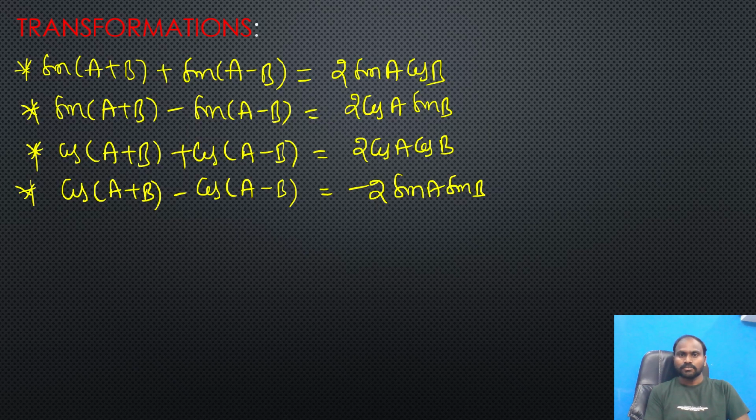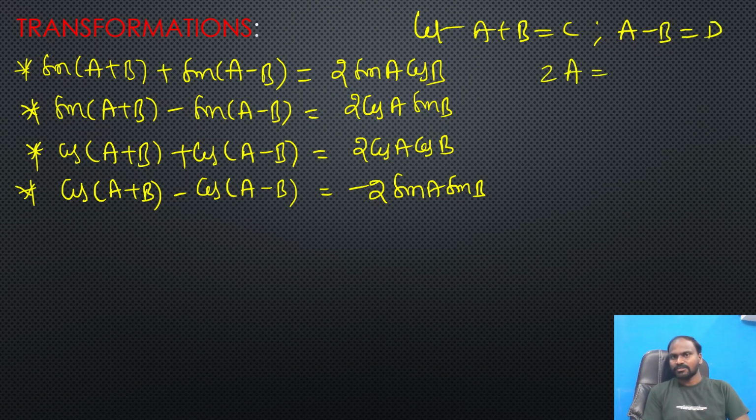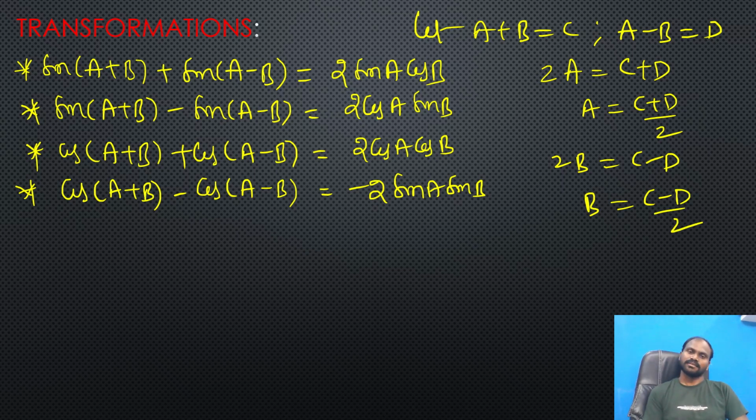Right? Now, let us take that a plus b is equal to some c and a minus b is equal to some d. Now add these two, you will get 2a, because plus b and minus b get cancelled, you get c plus d. Then a is equal to what? c plus d by 2. Subtract both, then a gets cancelled, you get 2b is equal to c minus d. Then b is equal to what? c minus d by 2. Right? So now you can rewrite these formulas. The first formula can be written as what? Sin c plus sin d. Right? Replacing a plus b and a minus b with c and d respectively.